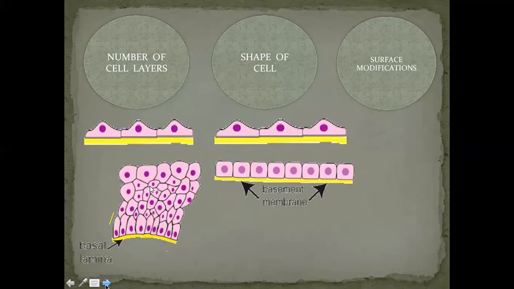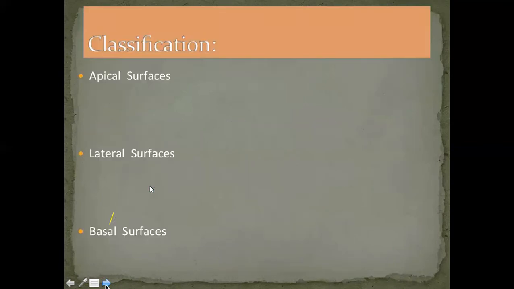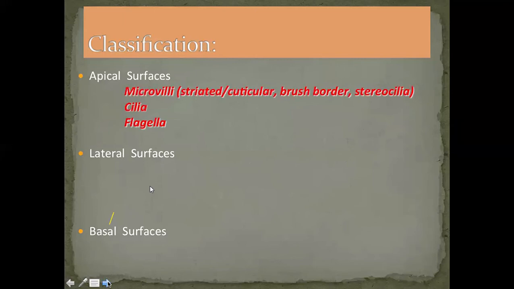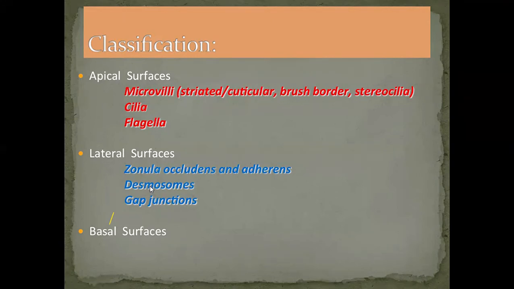Okay, so we are done with this one. Let's go to the surface modification. As I have said, they can be classified based on location: apical, lateral, or basal. For the apical, we have the microvilli, cilia, and flagella. For the lateral, we have the zonula occludens and adherens, the desmosomes, and the gap junctions. In the basal surface, we have the basal lamina or basement membrane, and the hemidesmosome.